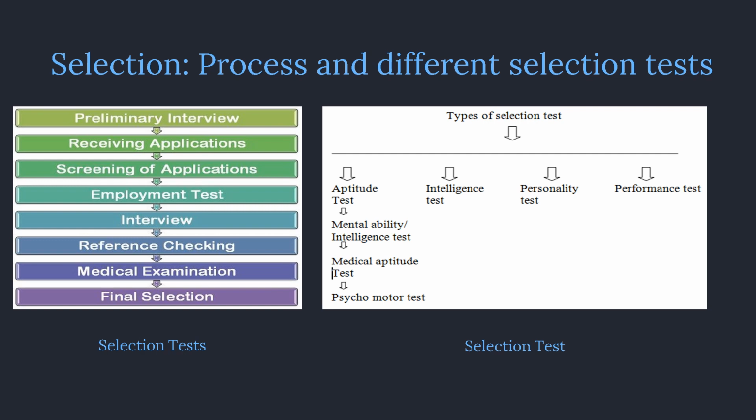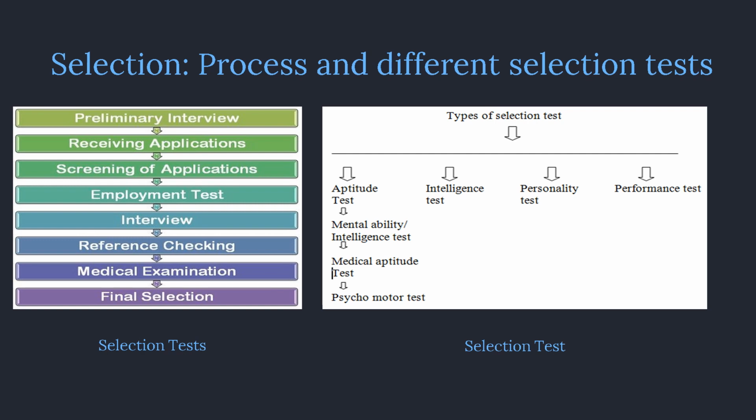preliminary interviews that may be taken. Now, again, the selection will depend majorly on the type of organization, the type of profile, and the number of people in the organization who have applied for a position. Now, receiving applications will be the second step, then the screening of applications. Now, at every step of selection, you find screening out.